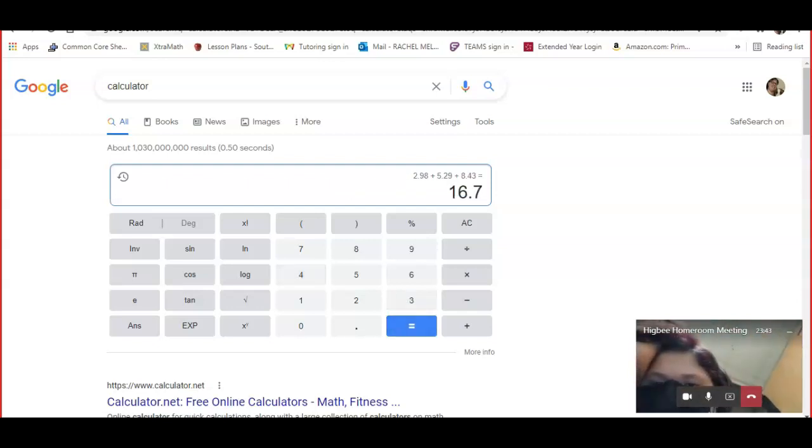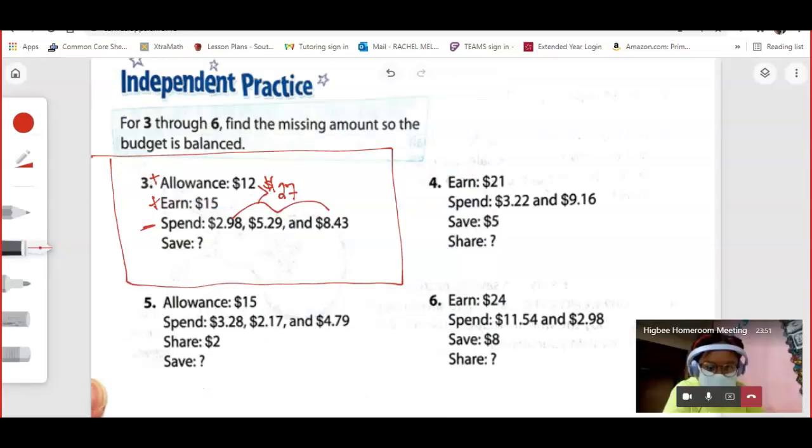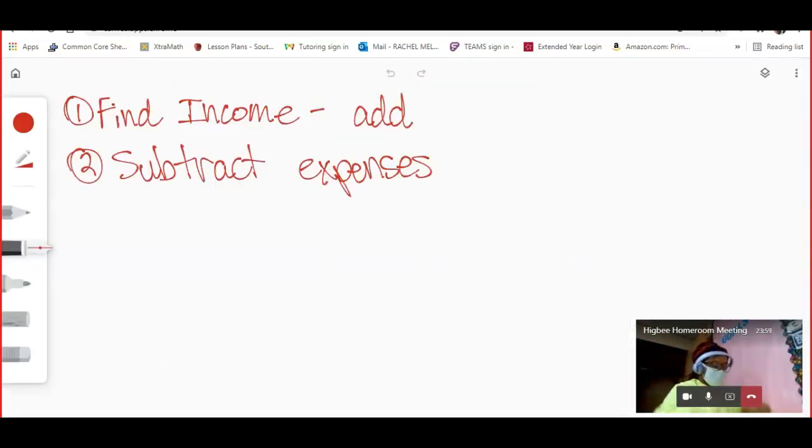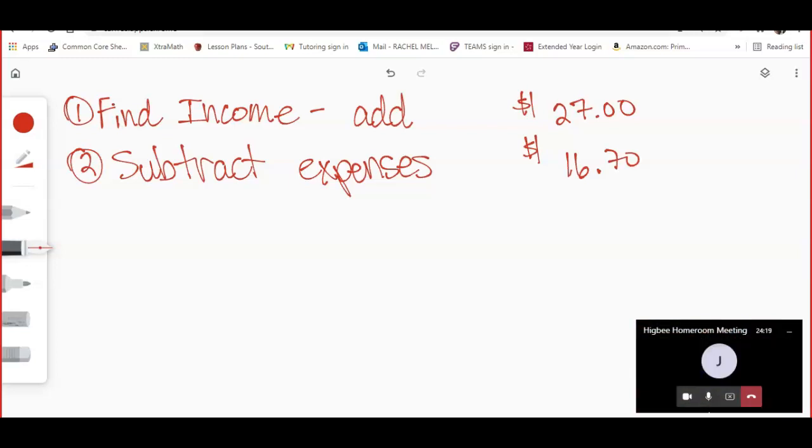So if I add all those together, what is that amount? $16.70. Very good. Okay, so that means all of these together is $16.70. Okay, so now I have my income. My income was $27. I have my expenses. That was $16.70. How do I balance my budget? Rita? Subtract them.